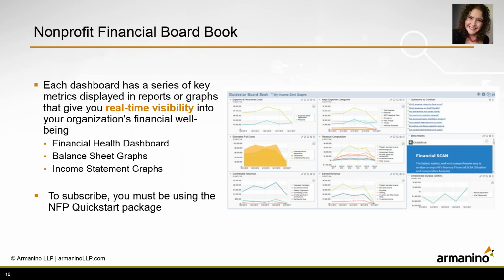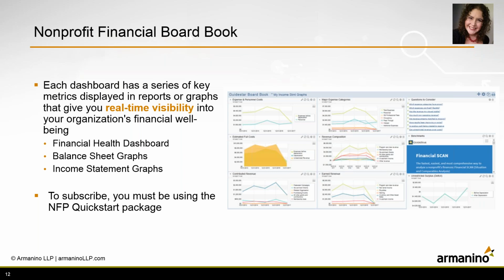So the dashboards included are a financial health dashboard, which includes key metrics on revenue sources and uses, profitability, composition, and liquidity. Balance sheet graphs, which include graphs related to asset composition, useful versus depreciated life of your assets, liability, net assets, composition, as well as some liquidity and statistical calculations as well.